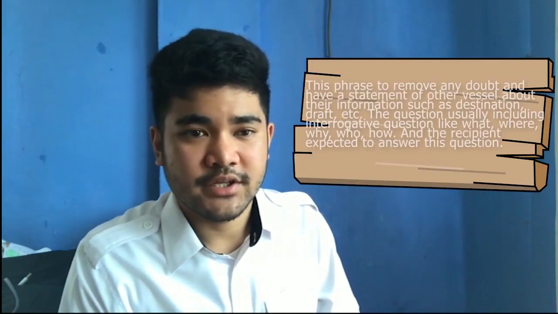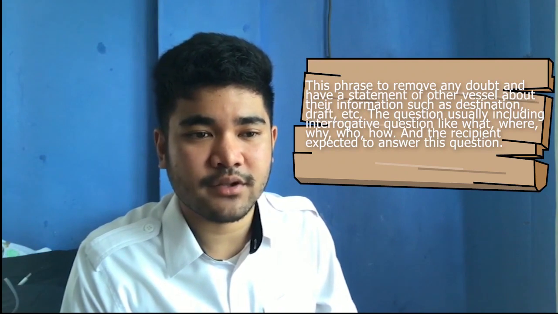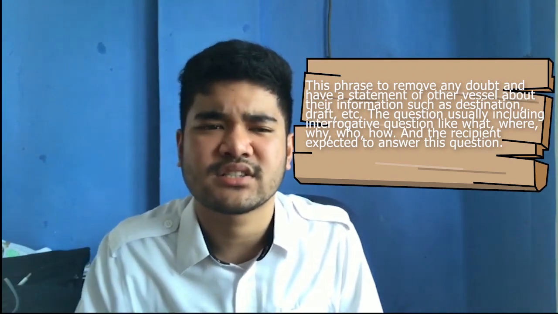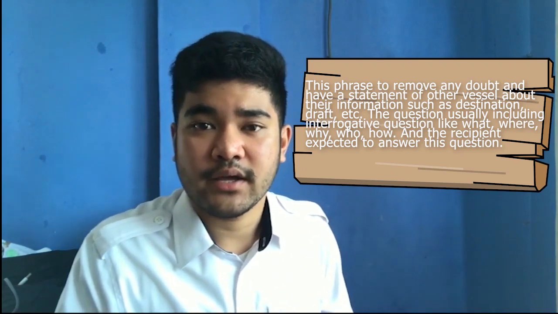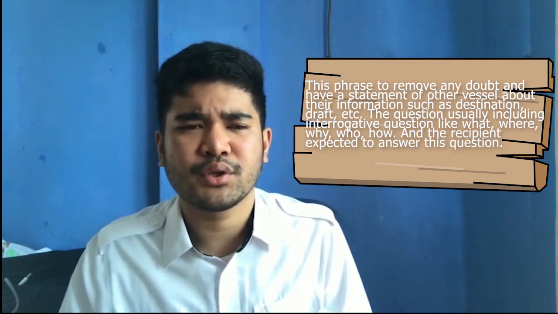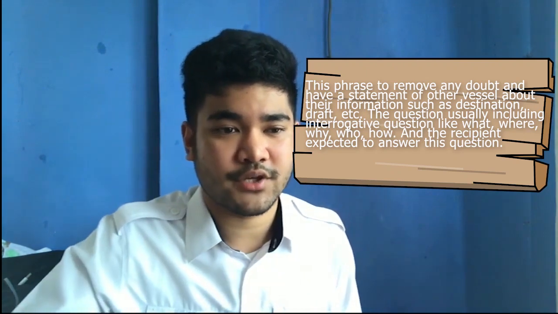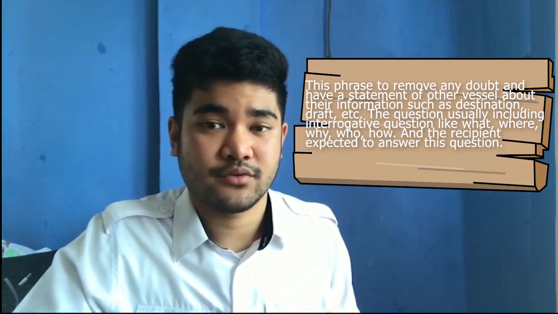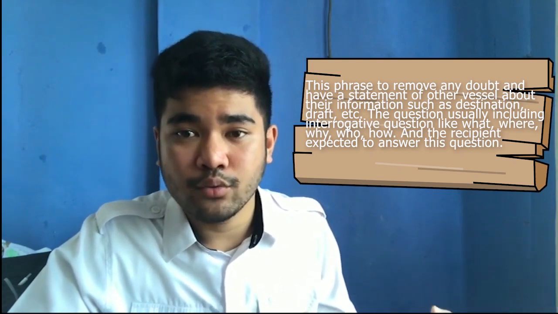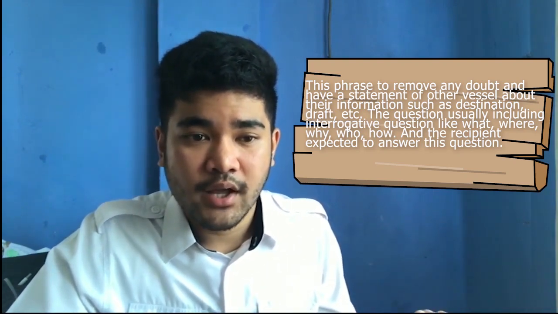After that, message marker number 5, question. This phrase is used to remove any doubt and get a statement from another vessel about their information, such as destination, draft, etc. The question usually includes interrogatives like 5W and 1H: what, where, why, who, how, when, and the recipient is expected to answer the question. Example, question: what is your intention? Question: what is your next port of call?